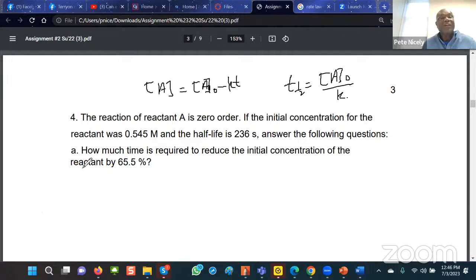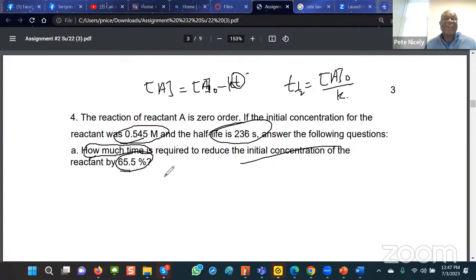Now, the question says that the initial concentration is 0.545 and the half-life is 236 seconds. So part A is asking how much time t is required to reduce the initial concentration of the reactant by 65.5%, all right?